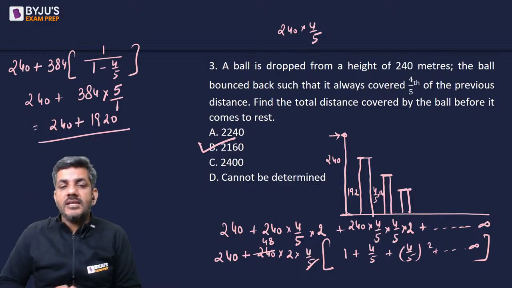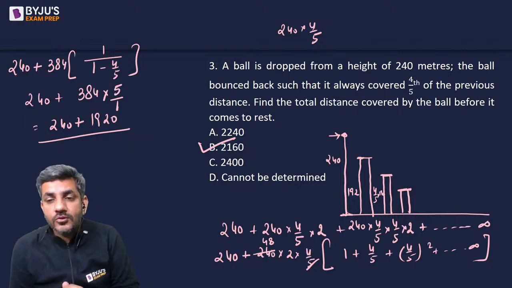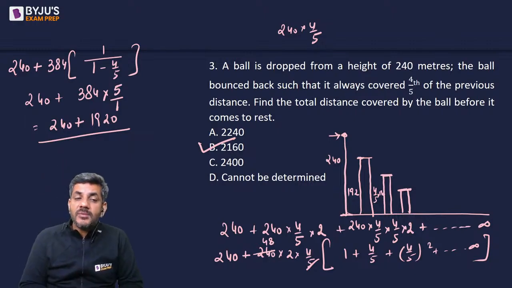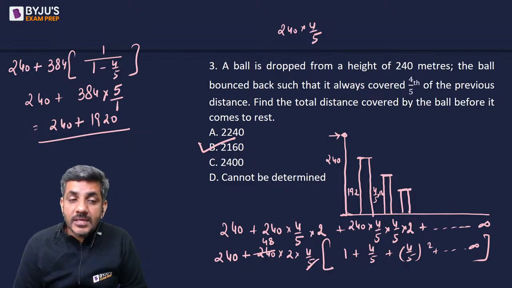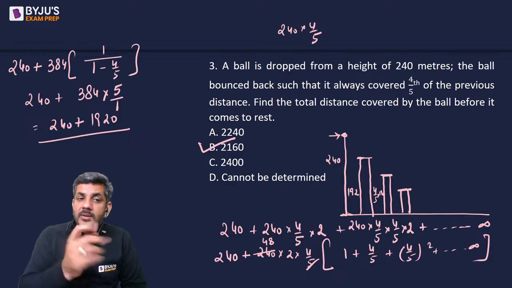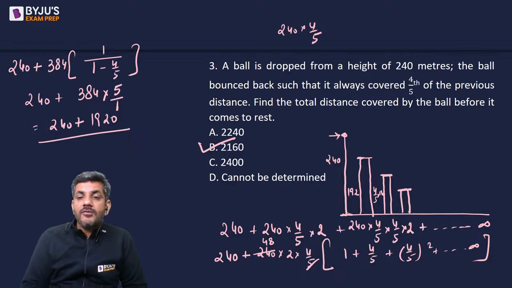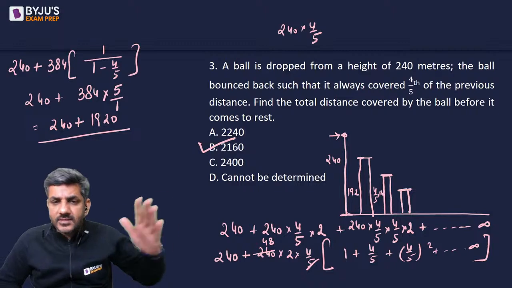For question number 3, the right answer is option B, 2160. It might look a little lengthy to you, but when you study geometric progression and discuss this infinite GP series, this is the first thing that we come across. If you look carefully, this is the first thing you will see, that we always talk about it. Okay, that a ball went up, came back, went again, and by doing so, how much distance does it cover.